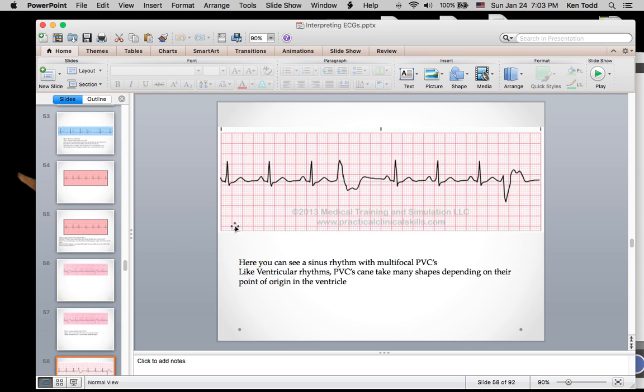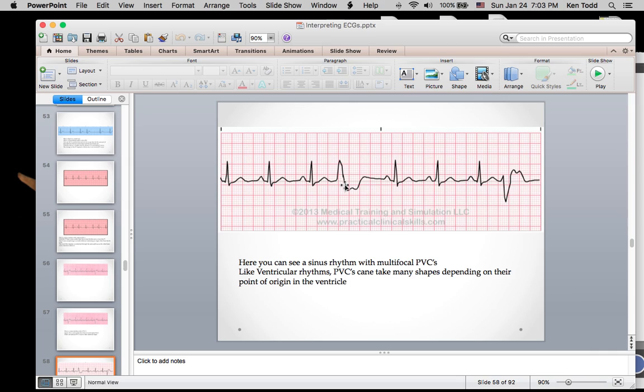Now this one is similar, but has multifocal PVCs. So right away, this should jump out as weird, and this should jump out as weird. But looking at my underlying rhythm, they're in between 3 and 5 boxes apart, so my rate's normal. I have P waves, narrow QRSs. All this looks like normal sinus rhythm. Then this comes early. This one also comes early.